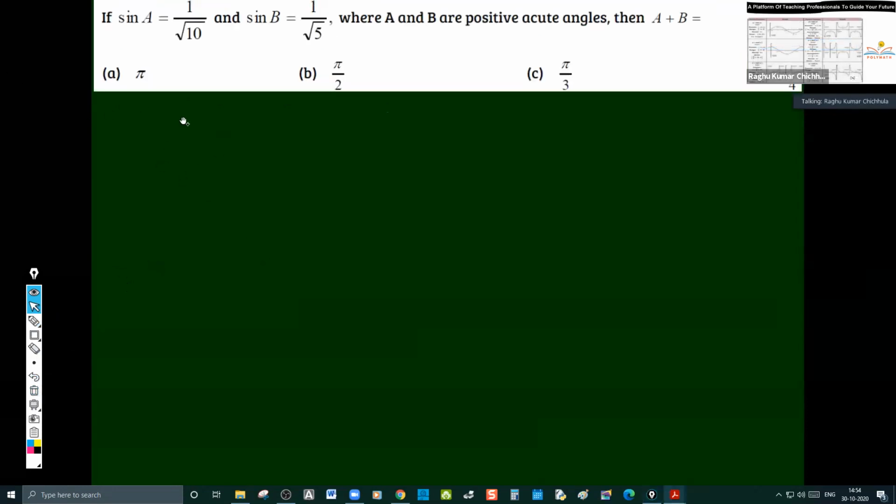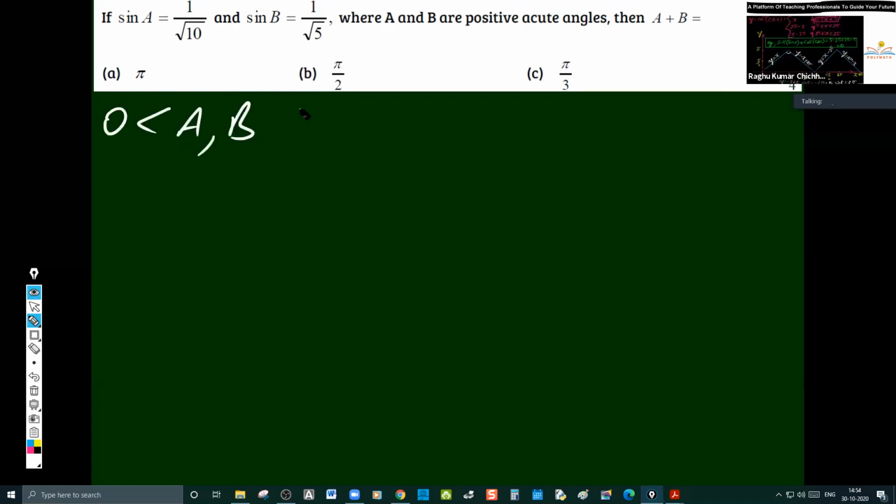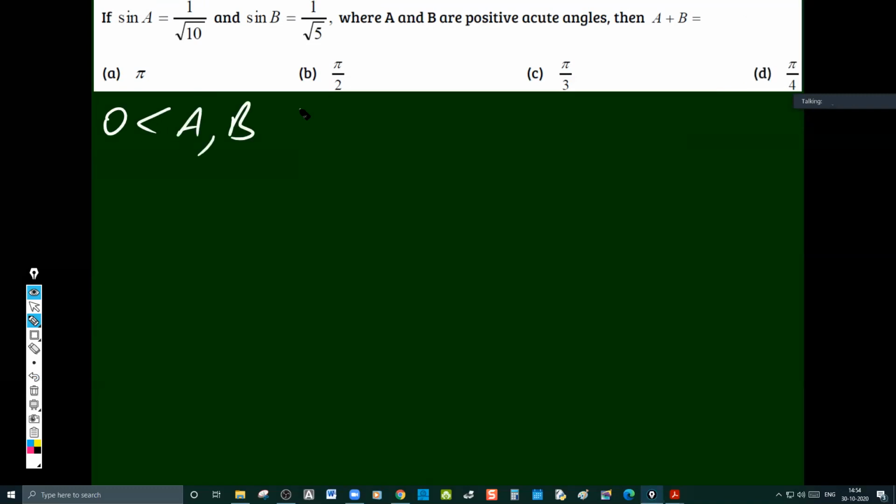Next, sin A is 1 by root 10, sin B is equal to 1 by root 5, where A and B are positive acute angles. It's clearly given A and B are positive acute angles. That means 0 less than A, B less than 90 degrees. Now, what is to be found out? A plus B is to be found out.